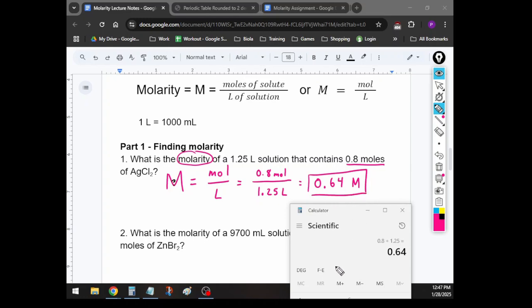Yes? Can you put AgCl2? Yeah, you can put AgCl2 as well. So the most accurate answer would be molarity of AgCl2. Do we have to say that? Nope.